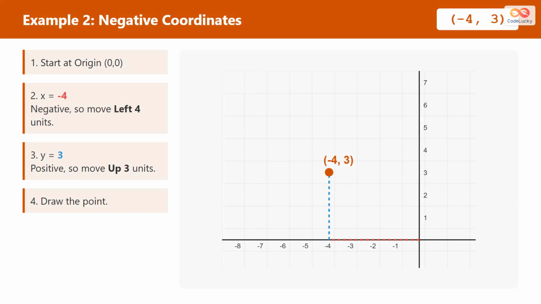Now let's try a negative number. Our point is (-4, 3). Start at the origin. Since the first number is negative 4, we move left 4 units. The second number is positive 3, so we move up 3 units.